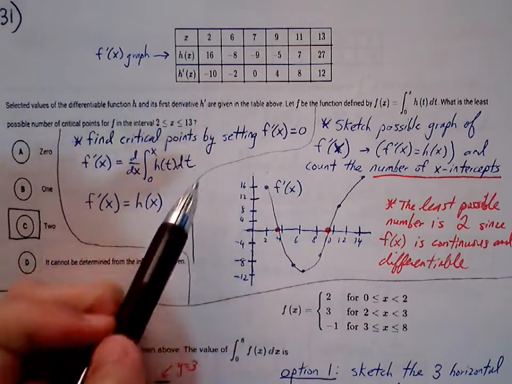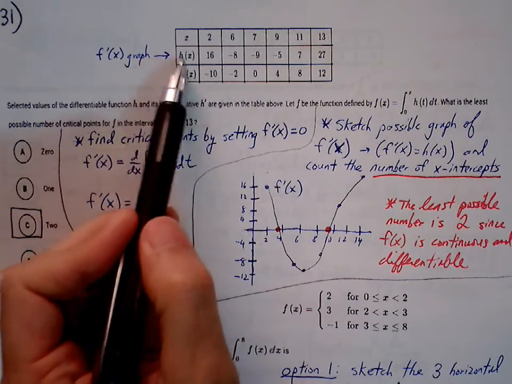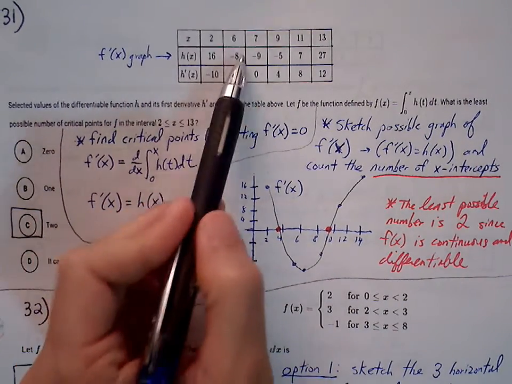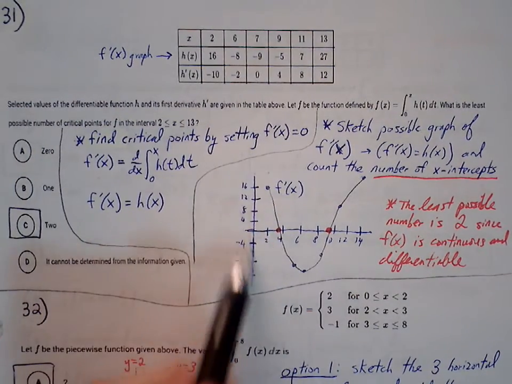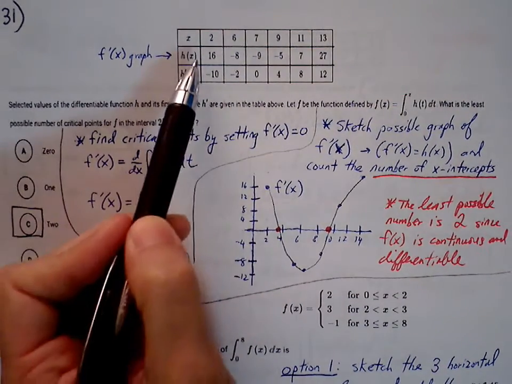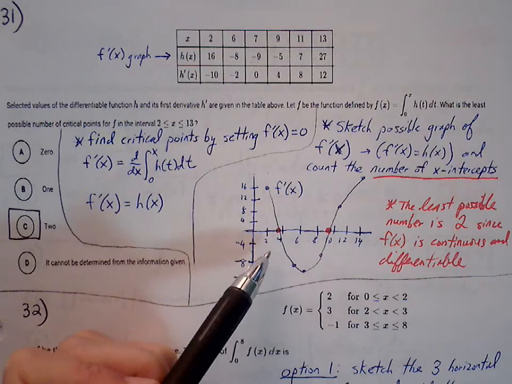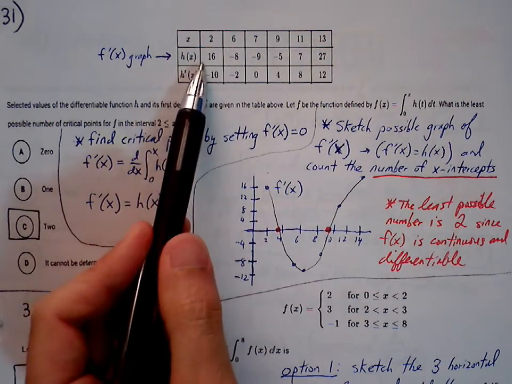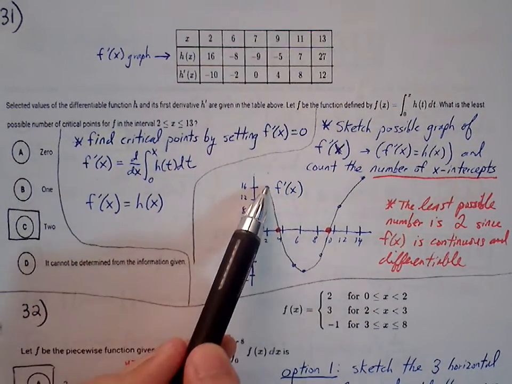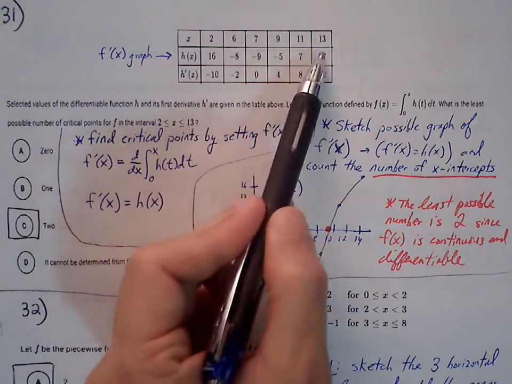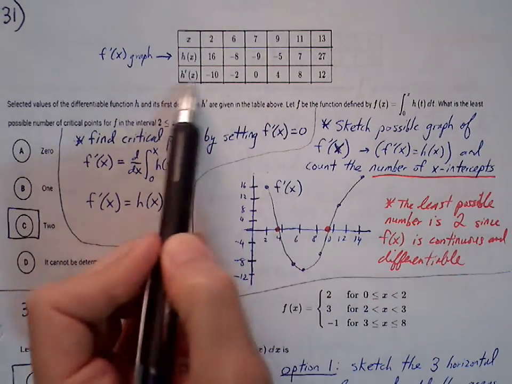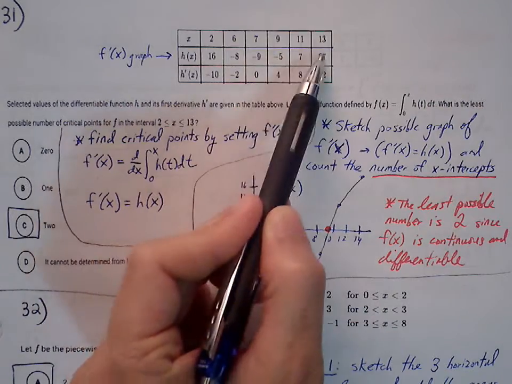So let's sketch a potential f. So h of x is basically f prime. So I'm going to just put these ordered pairs onto my graph and call it f prime. I have 2, 16, 6, negative 8. So I'm just looking at this row here. I'm not looking at the h prime. This is just there to throw us off. We're just looking at the h of x graph.